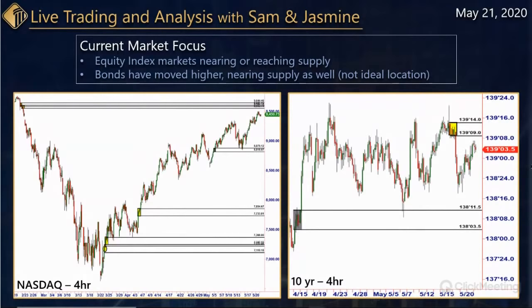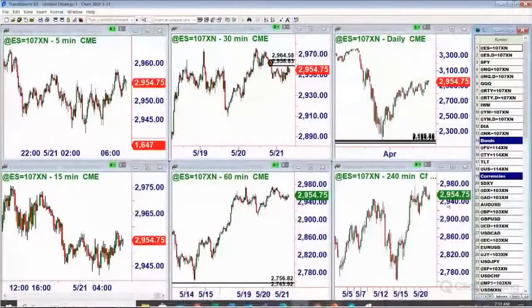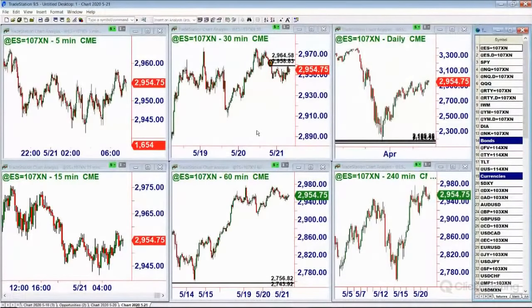In fact, why don't we just go to the live charts. There you go. Here are our TradeStation charts, right? Let's start with the S&P, and to continue along the theme that I've just been sharing with you, I think we're going to go to the 60-minute chart.